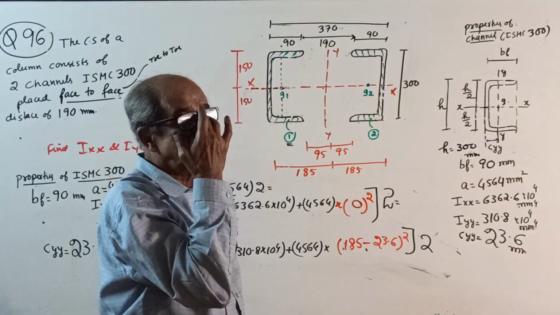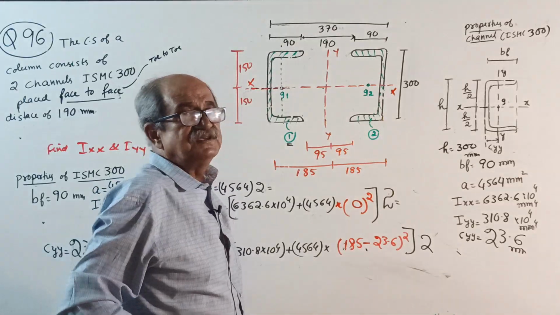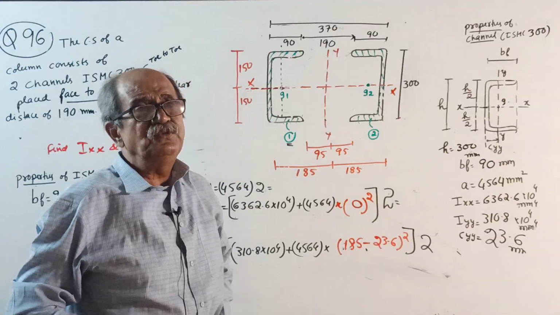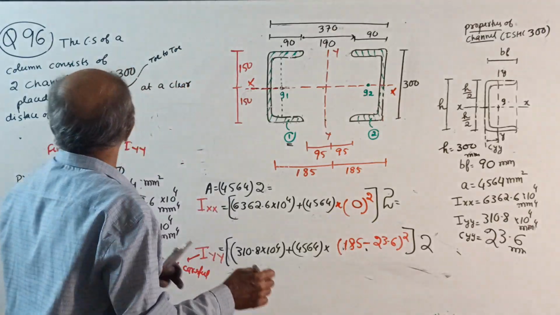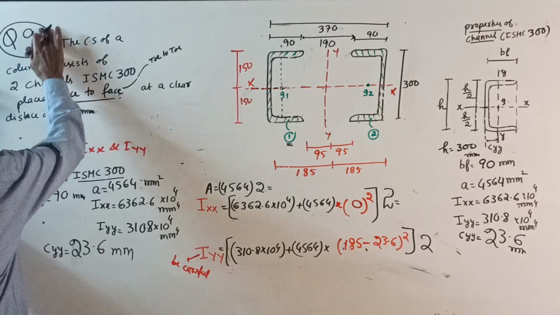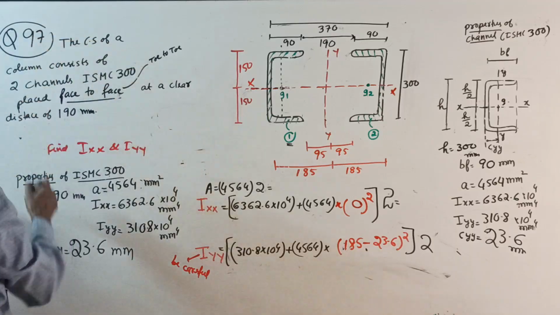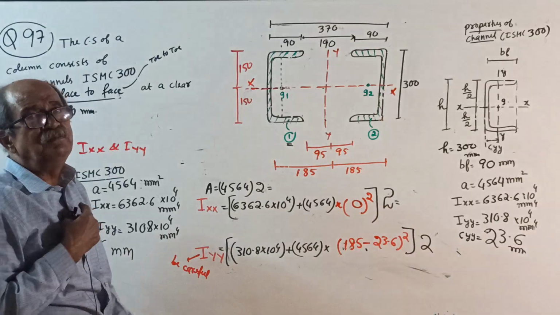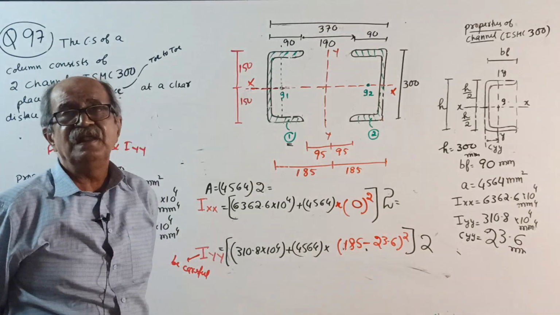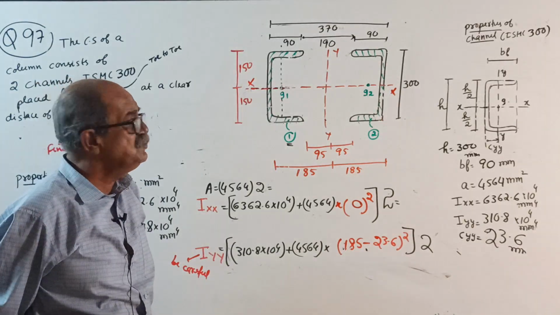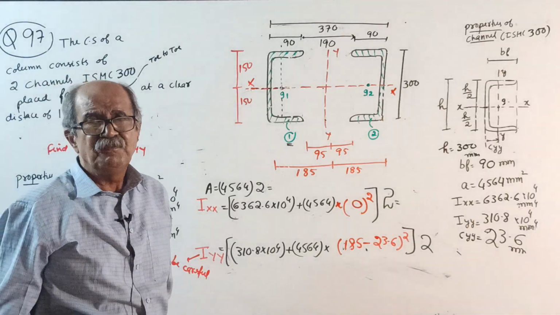Now, last question. Today is Sunday, a lot of hectic activity for me, so 4 questions are sufficient today. See, question 97. This time also I will do one thing. Like last time for 2 questions, I maintained the same channel section, ISMC 400. Now for these 2 questions, to save time, properties are given.